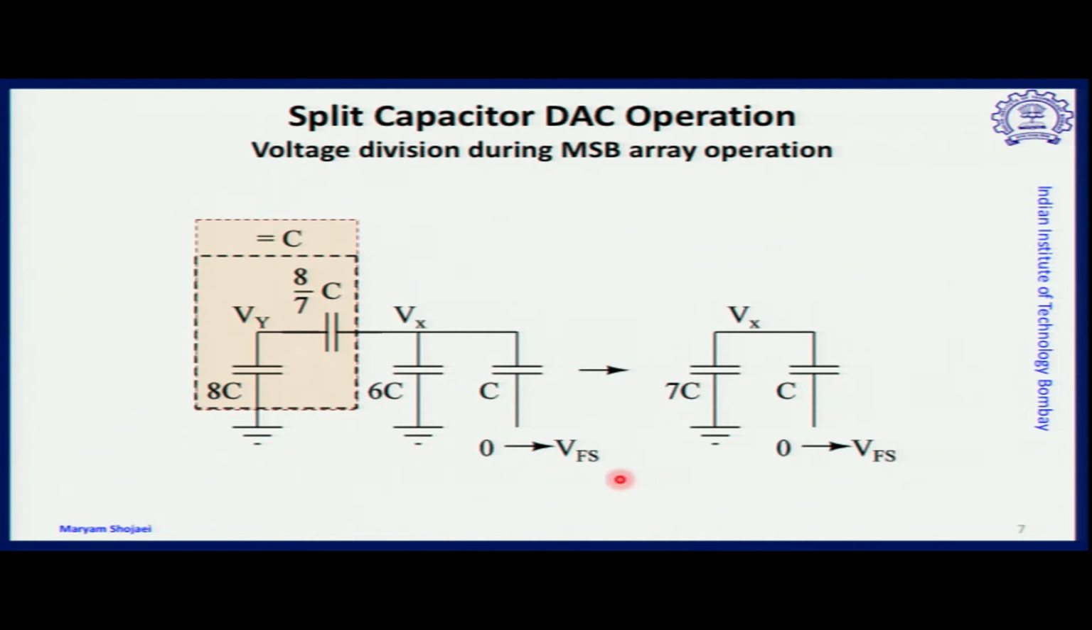Similarly, if we have the switching at the MSB array side, a similar division is happening. Here the total capacitance at the LSB side is 8C, and the equivalent capacitance becomes C. Therefore, the capacitive division will give us Vx, which is a division based on C and 7C. And therefore, we get the equivalent division for the MSB, which is V full scale by 8.